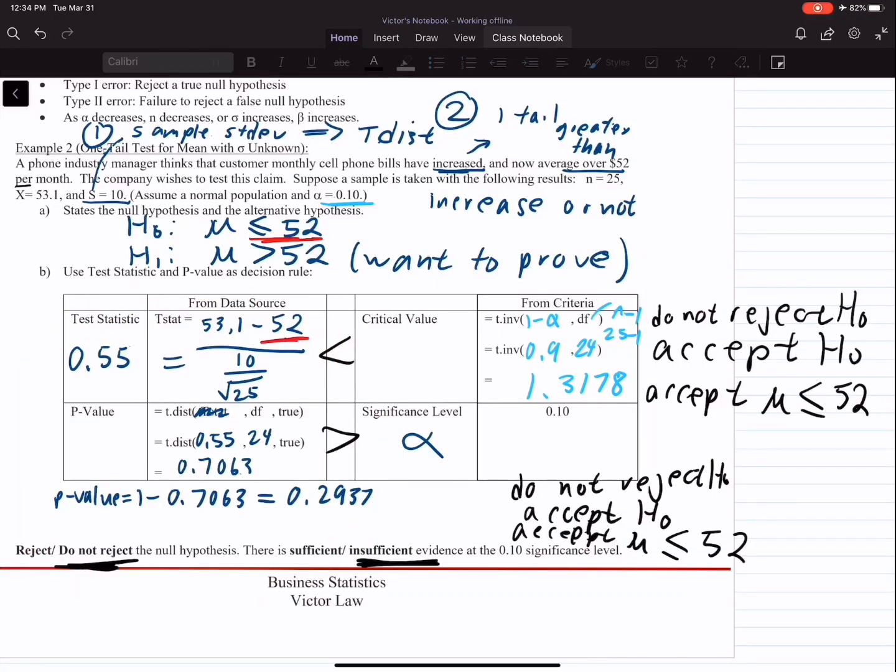So what you notice here is that the test statistics and the p-value, all these variables come from the data source. It comes from the actual data that we get. And on the other side, we have the critical value and the significance level. So these are values that we set ourselves. These are the criteria that we set ourselves, the standard that we want. And once we have these four values, then we can move on to step 4, which is stating the conclusion.